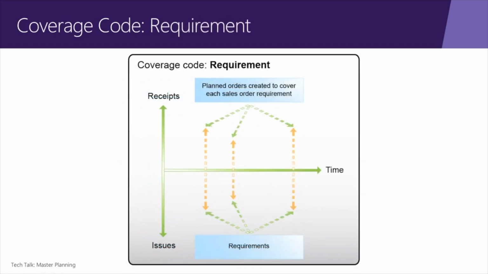The second type of coverage code is requirement, and this is probably the most straightforward one. What this says is if I have a demand for a certain item on a certain date, create a supply for that date. So create a specific planned order to meet the demand for that day. So if, let's say, we have 3 sales orders, one on this date, one on this date, and one on this date in the timeline, then each one will have an equal supply planned on the same day. That's the easiest, but it may not be practical for certain items.